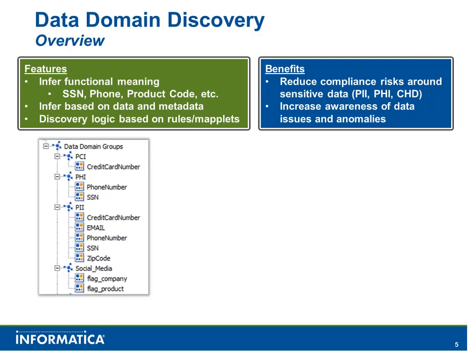these are the data domain groups that we have out of the box in 9.5. So credit cards, phone number, social security, email, zip code.